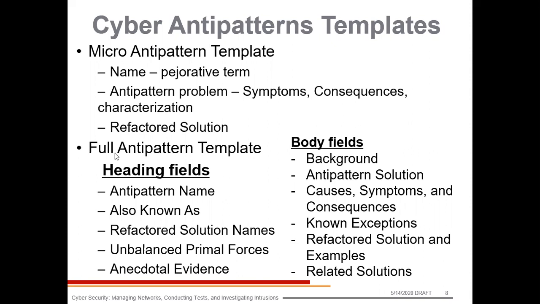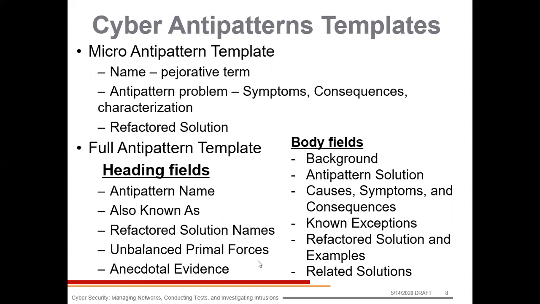If you take the full anti-pattern template, you will have heading fields and body fields. In heading fields, you have the anti-pattern name, that means the name of the anti-pattern, also known as alias names, nicknames, all those things would be there. Then refactored solution name: what is the name of the solution? That would be given here.